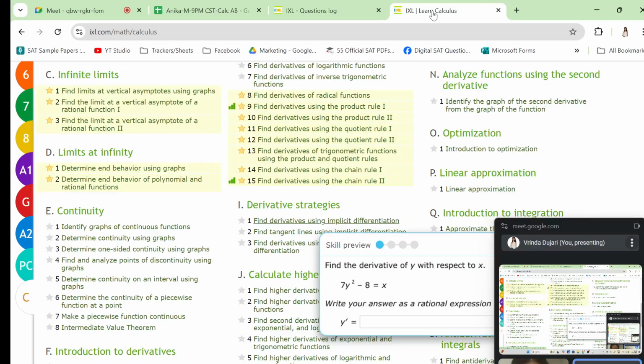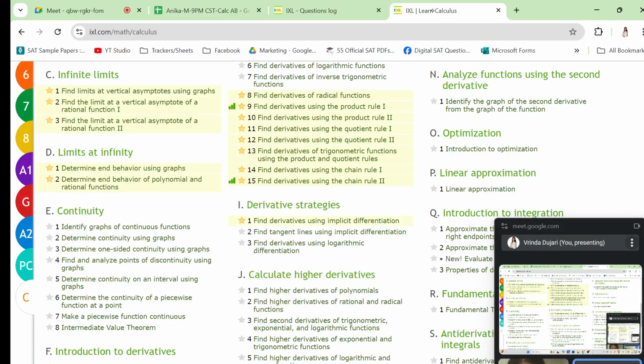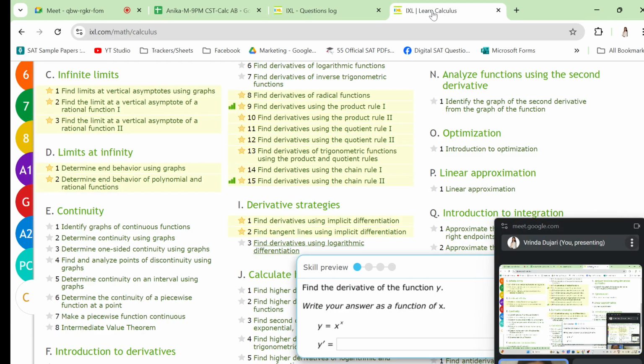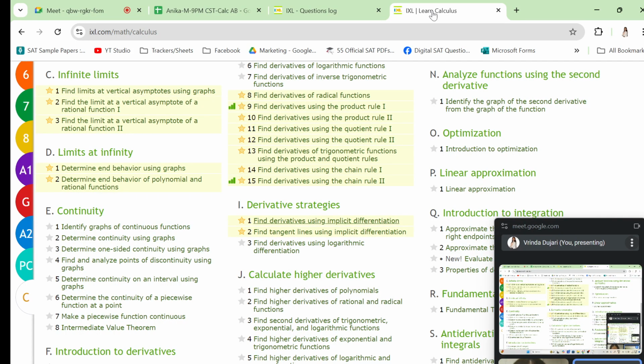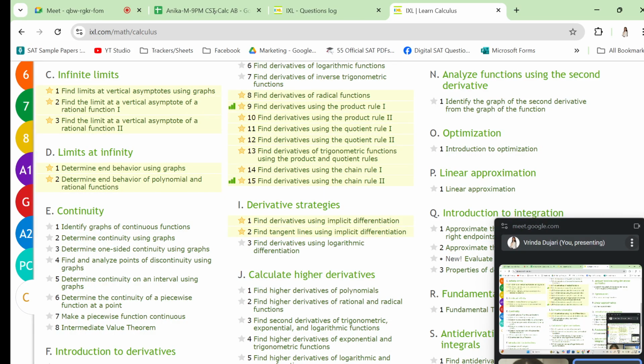So here you have find derivatives of implicit functions, finding tangent lines using implicit differentiation. This one I have not taught you: finding derivative using logarithmic differentiation. So today you have to do only I1 and I2. I have assigned it to you, I1 and I2 on IXL.